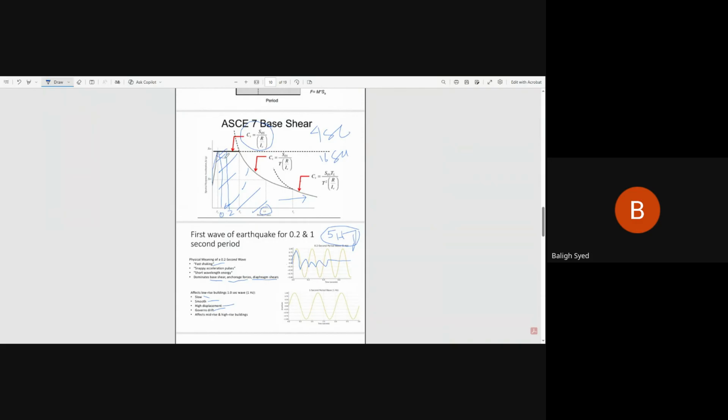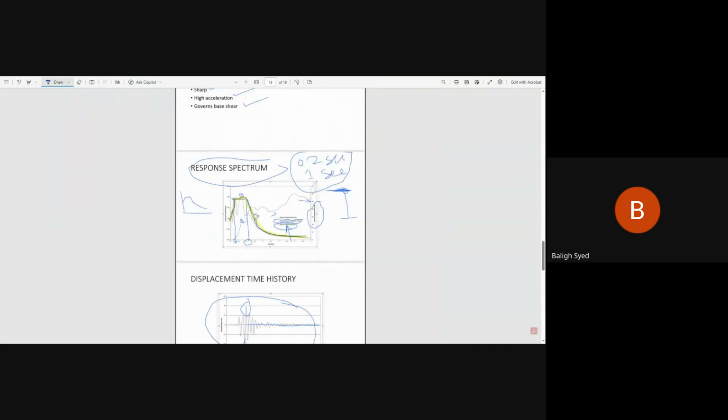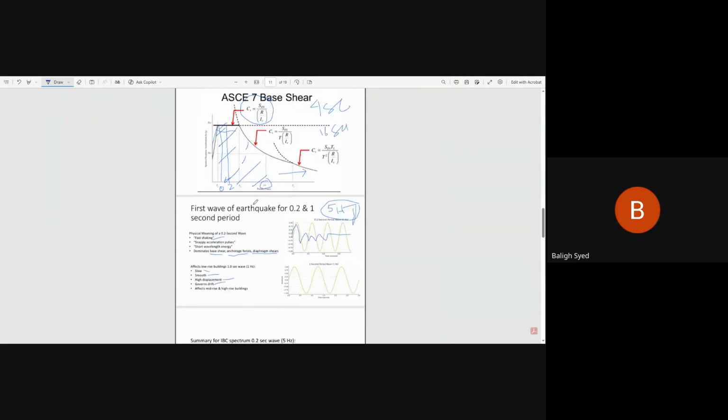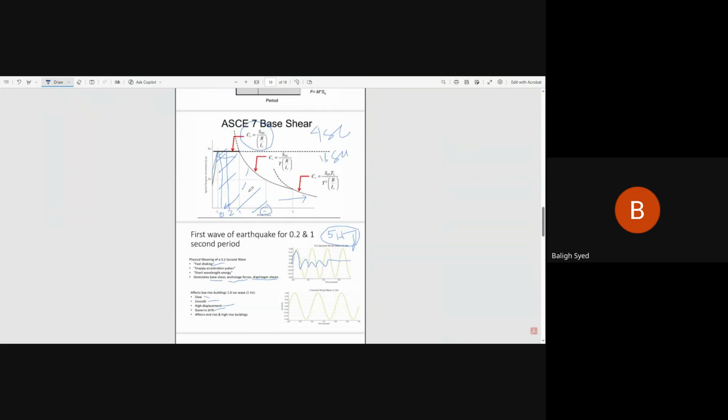Okay, this is the constant acceleration zone on the elastic response spectrum curve. Then we have the constant velocity transition. Why are we calling it constant velocity transition? Because of this curve. Okay, now you understand the constant velocity transition period. Then after this period, T sub L, so these were T naught, T sub S, T sub L. So this is the constant displacement transition period.